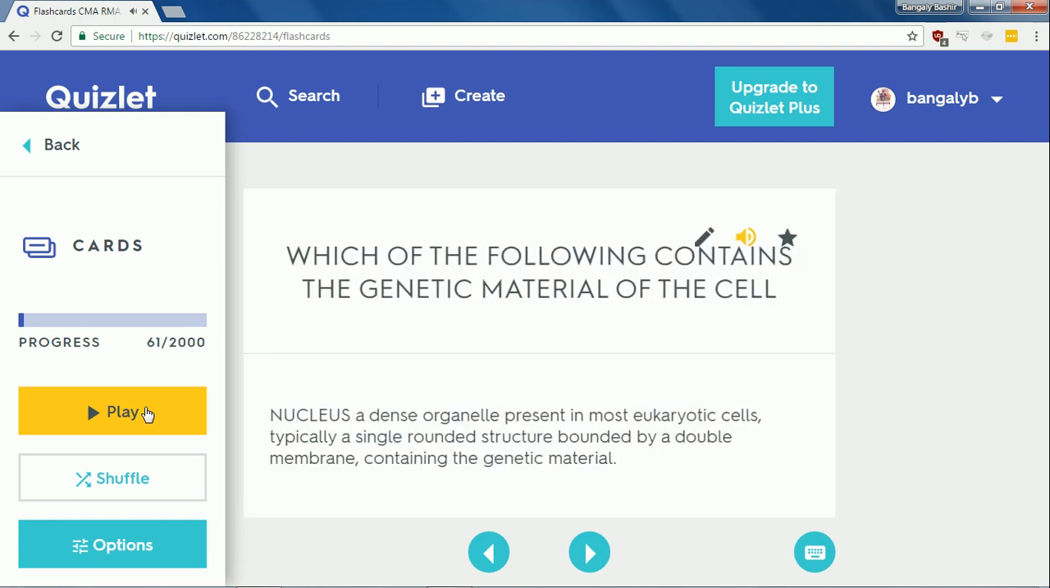Which of the following contains the genetic material of the cell? Nucleus, a dense organelle present in most eukaryotic cells, typically a single rounded structure bounded by a double membrane containing the genetic material.